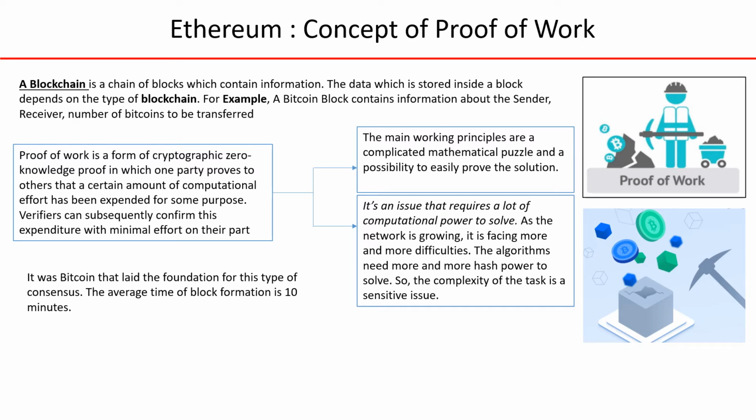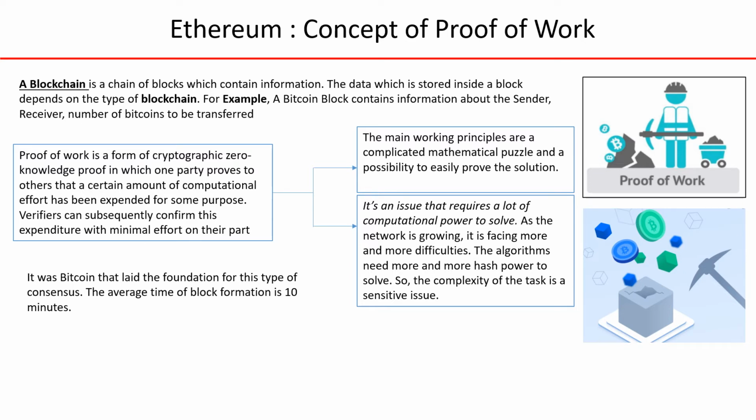Let us start with proof of work. As we already discussed, blockchain is nothing but a chain of blocks which contains information. This information can be of any type based on the cryptocurrency. In Bitcoin, it is, for example, sender, receiver, number of Bitcoin to be transferred. This is also a kind of information which is stored in the blocks. So the chain of blocks is a blockchain, the Bitcoin blockchain. Now how is proof of work defining the blocks and blockchain?